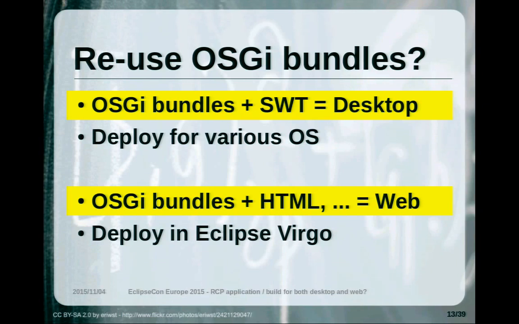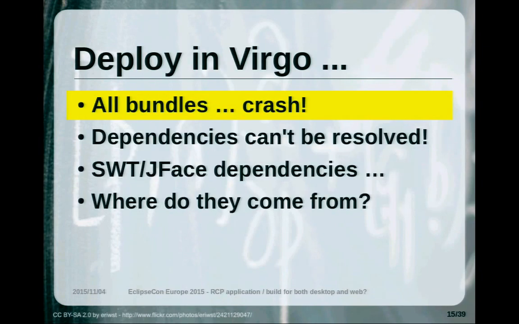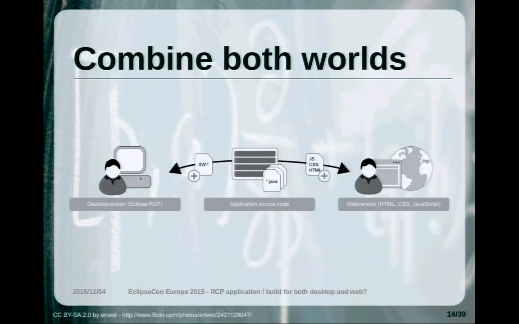Virgo is another project at the Eclipse Foundation. It's a kind of OSGi application server. And that could be a solution to do it in that way. So let's combine these things. I thought by myself, yeah, maybe we can do it. I gathered all OSGi bundles of my Eclipse RCP application, started Virgo, put them in there, and then, crash. Oh no. I'd like to show you this crash slide, but I think you got it.